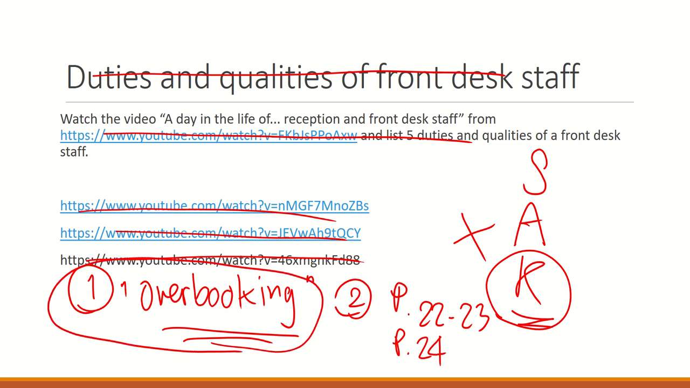But for number 2, submit it to me. Assignment. Submit it to me within 11 o'clock. Okay? So that's all for today's class. And next week, we are going to talk about practicing using English expressions, taking reservation and giving room information.